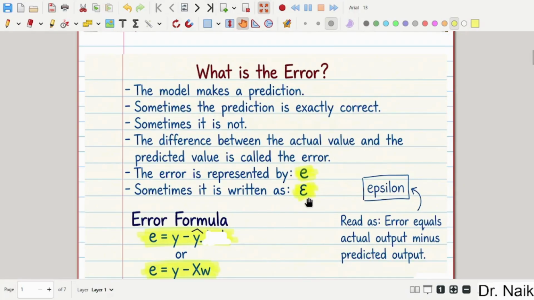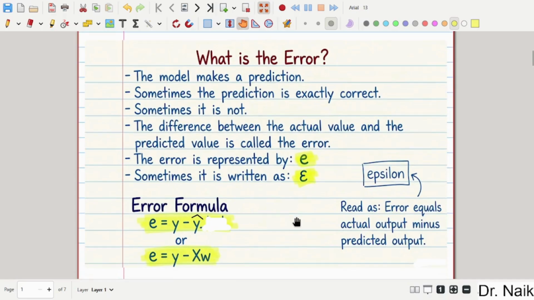This symbol is called epsilon, and the error formula is E is equal to y minus y hat, or E is equal to y minus x multiplied by w, where y is the actual output and y hat is the predicted output. Just now we saw that the predicted output is y hat is equal to xw. So this xw means the predicted output.